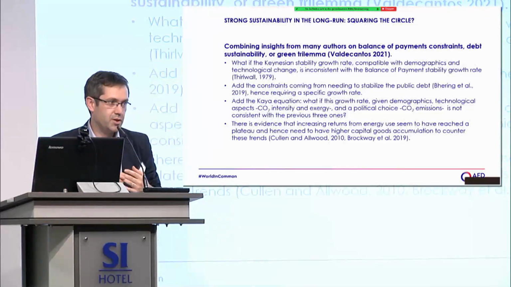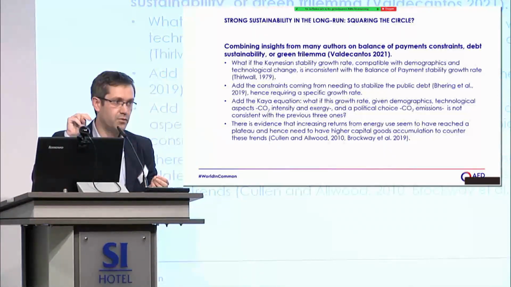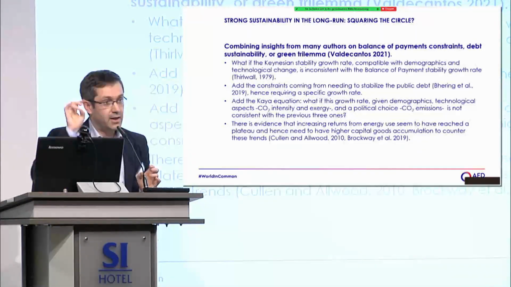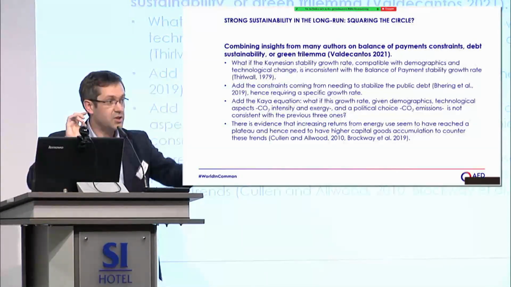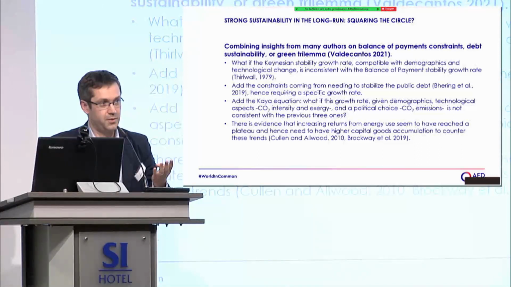If you look at the Kaya equation, it says how much you can grow given your demography, given the evolution of CO2 intensity in your economy, and given the evolution of energy intensity. Two of these parameters are completely technological. One is policy, but you don't really want to touch it. So in the end, you have a growth rate which, given the ambition in terms of CO2 reduction, is consistent with that. So you now have a fourth growth rate. What happens when these four growth rates don't really work?